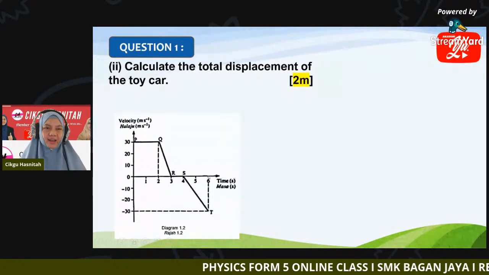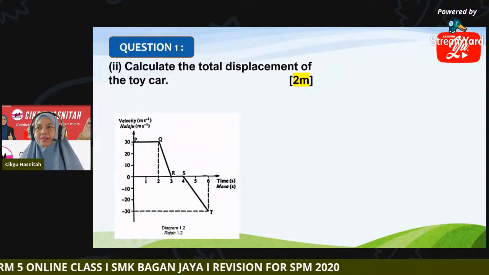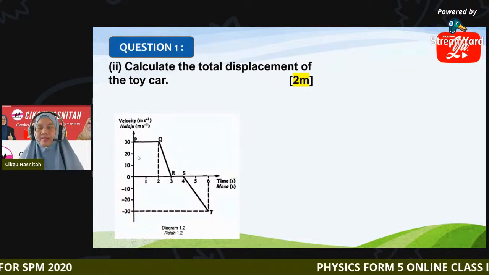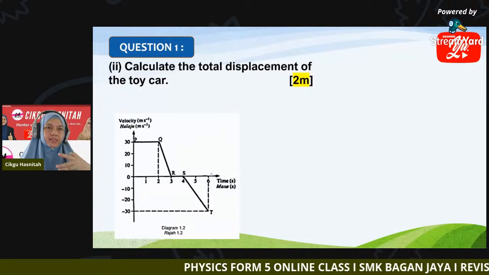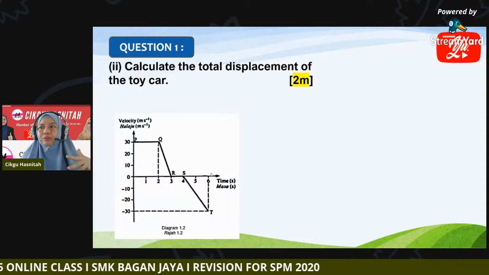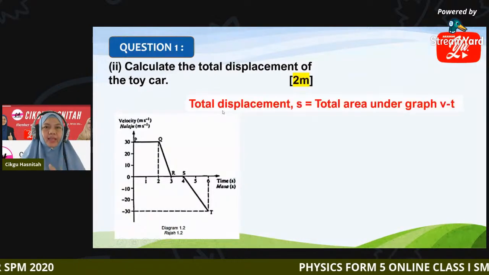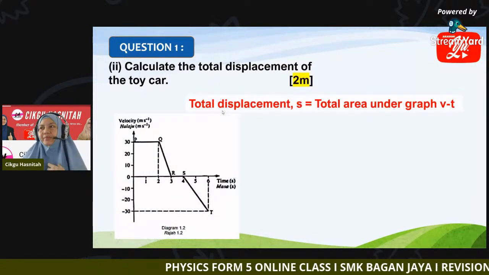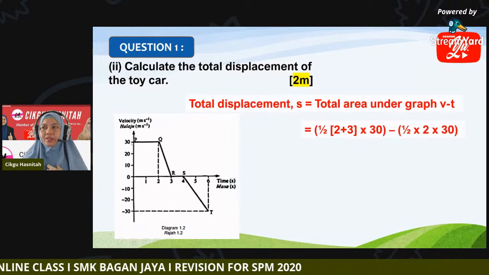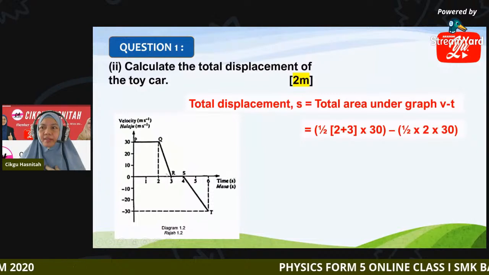Let's check together. In the first 3 seconds, the area is above, and then from 4 to 6 seconds, the area is below, which means the direction is opposite. So here you have to minus to find the total displacement. Total displacement is given by total area under graph VT. This is the area for the first motion. In the first 3 seconds, we have a trapezium shape.